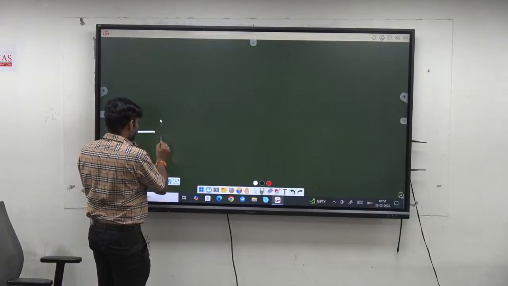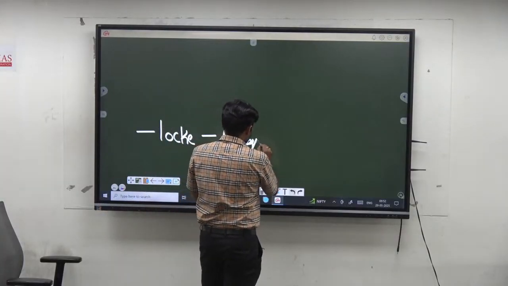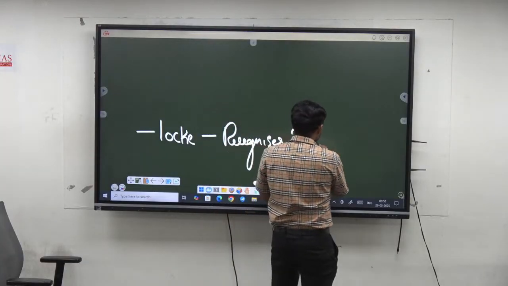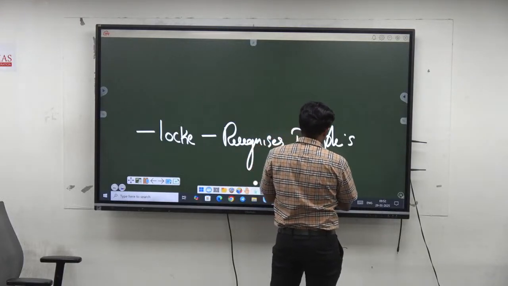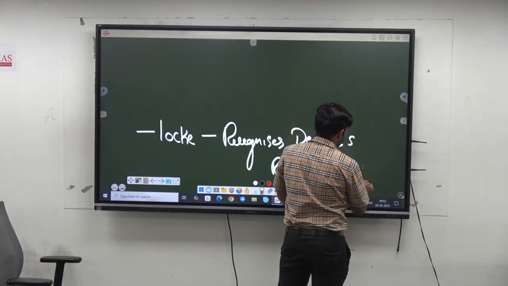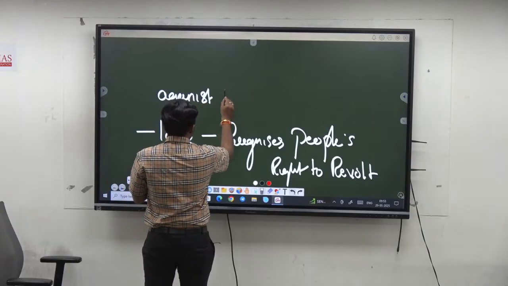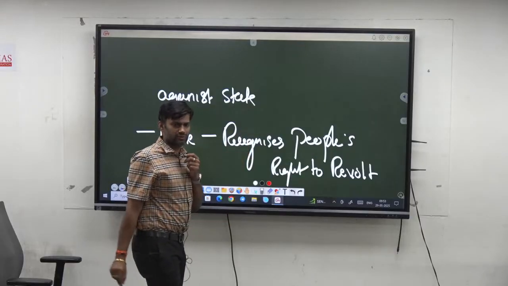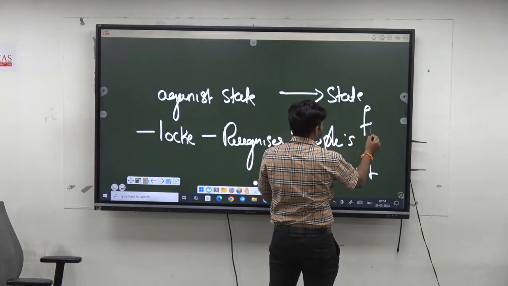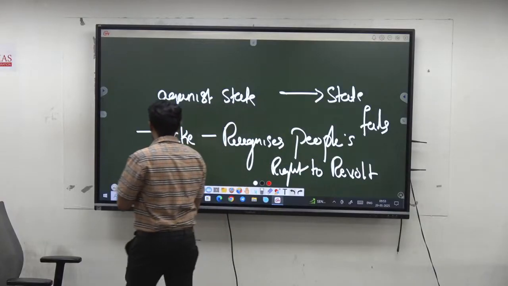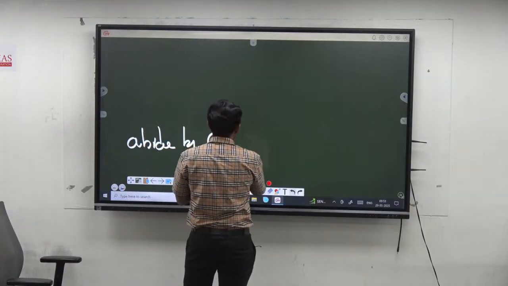So here you say for Locke, he recognizes the people's right to revolt against the state if the state fails to what? The state fails to abide by the contract.